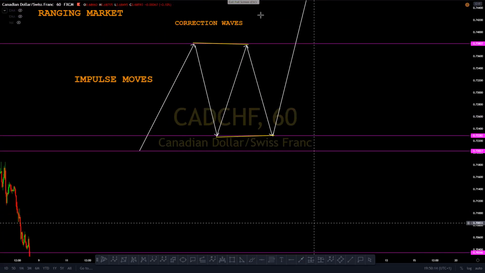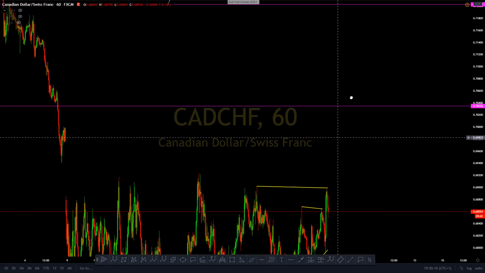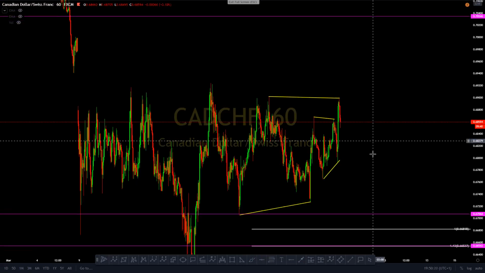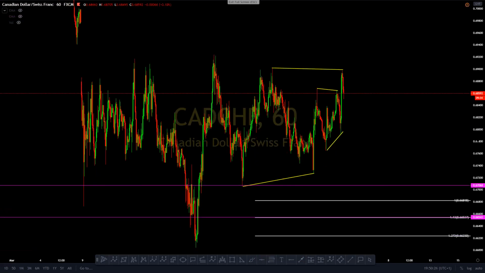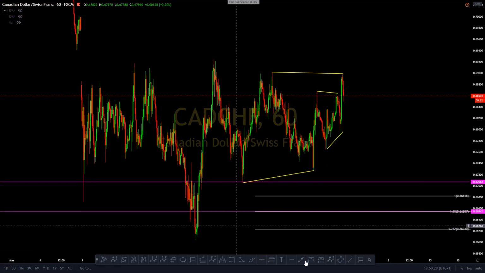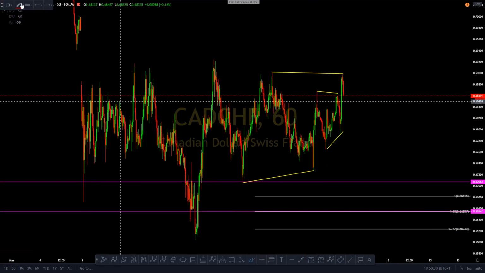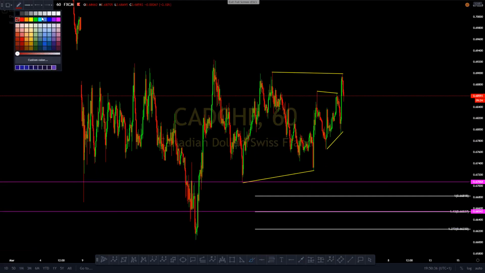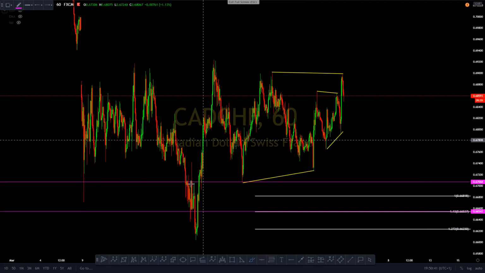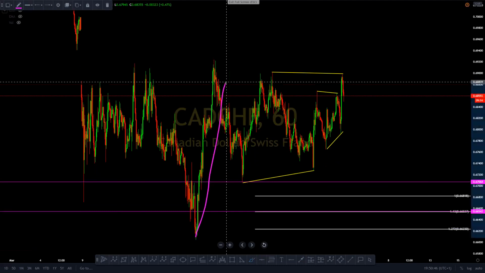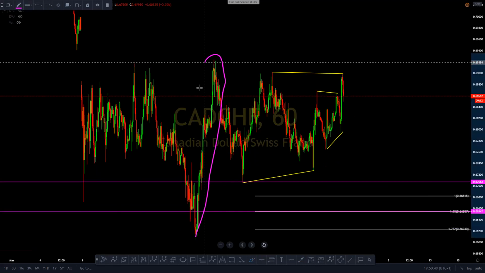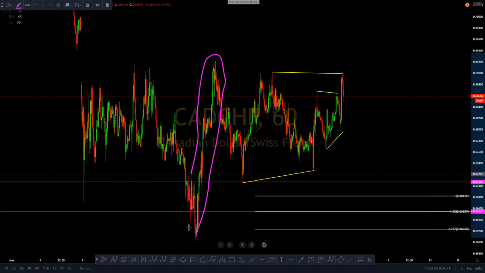Flat correction. I will show it to you here now so that you see it. You see, we have this is a card chief. I told you this is a card chief. Now you see, we have things like this. I'll use another color so that you'll be able to see it. You see, we have a sharp impulse to the upside. Am I right? Yes. We have a sharp impulse like this.